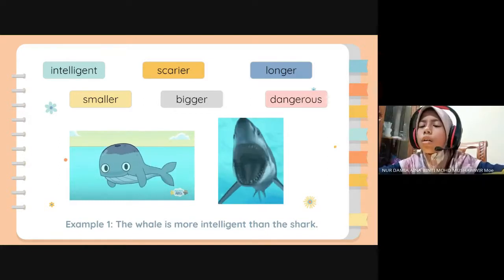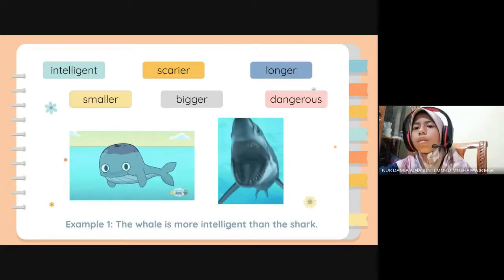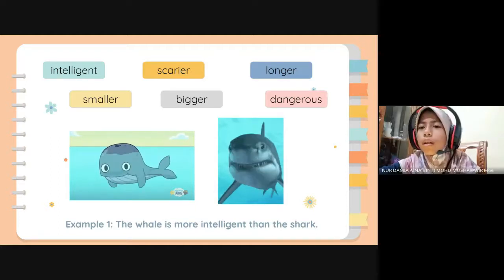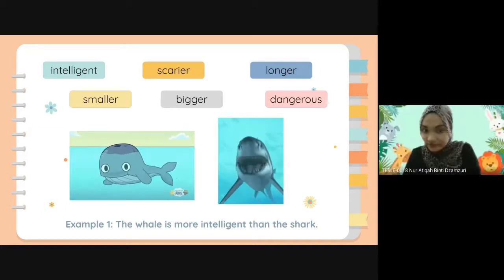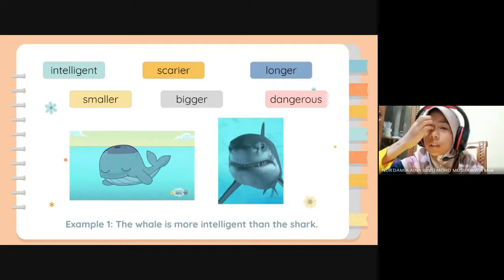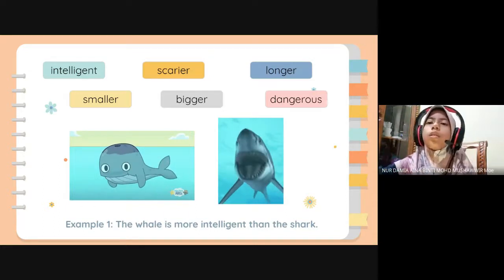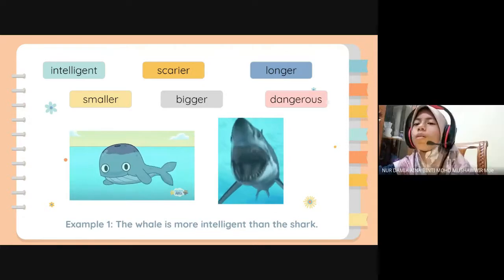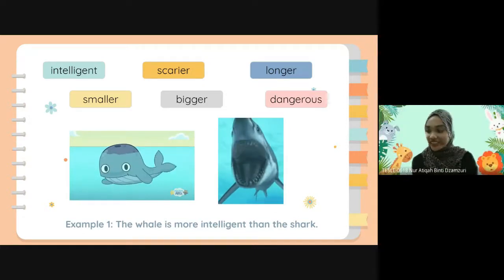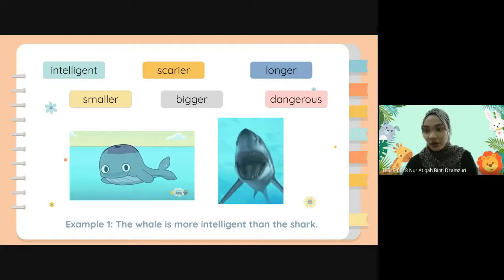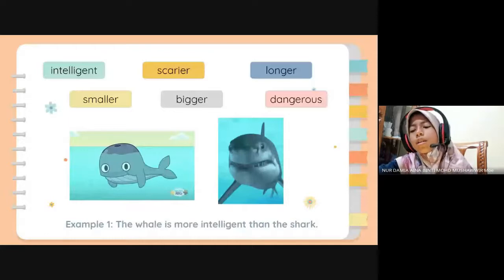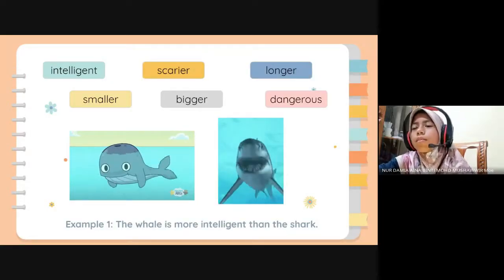The shark is more longer than was. If there is "er", you don't need to put more. Okay, again. Then what? It was. Hmm. Okay. The shark is more longer than one. More? Do you have to put more? No. Okay, again. Read the correct one. Okay. Almost correct. Almost. Nearly there. The shark is longer than one. Then the whale. Very good.